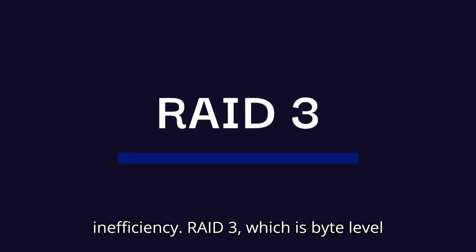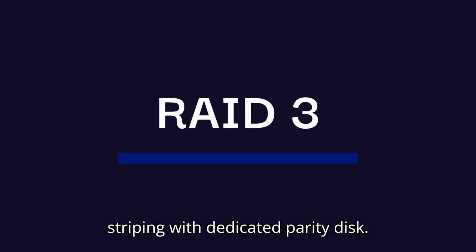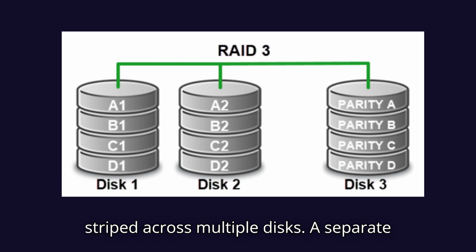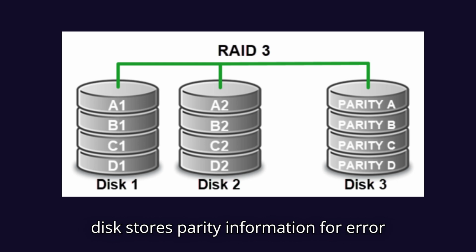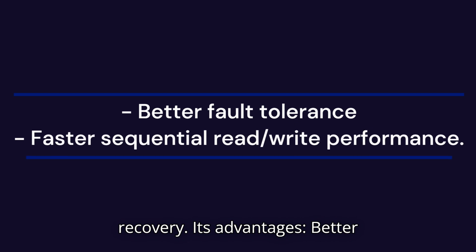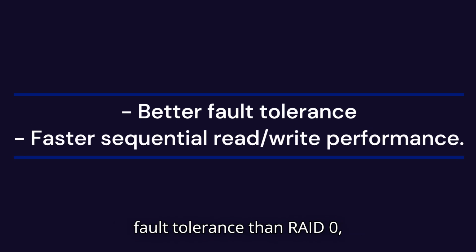RAID 3, which is byte-level striping with dedicated parity disk. Here, data is divided into bytes and striped across multiple disks. A separate disk stores parity information for error recovery. Its advantages: better fault tolerance than RAID 0.